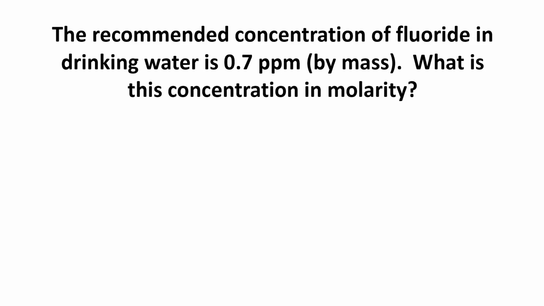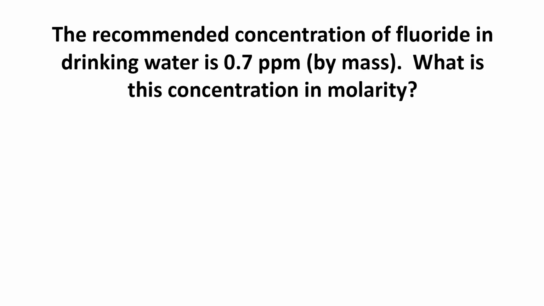All right. So we'll try a different one with a new unit of concentration, parts per million. That's ppm. That means how many out of a million. So just like percent is how many out of 100, ppm, or parts per million, is how many out of a million. All right, so let's look at what we have here. The recommended concentration of fluoride in drinking water is 0.7 ppm by mass, and we want to know what that concentration is in molarity. So we'll do the same thing.